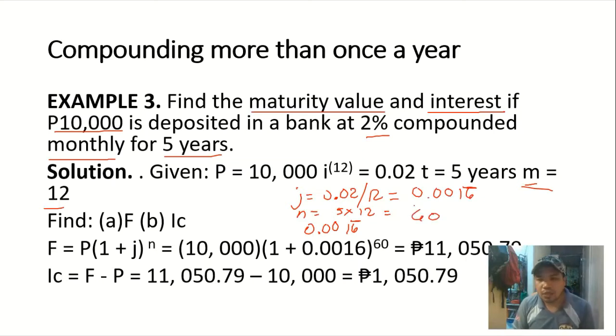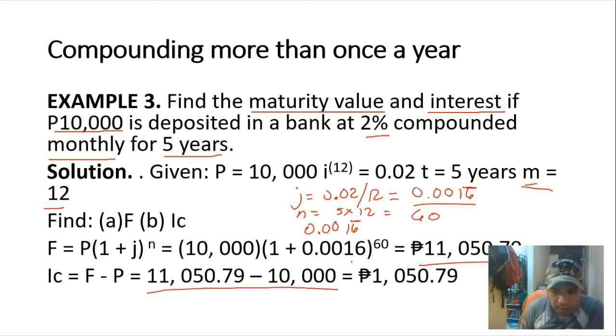So, using those values, kapag in-apply natin, we will obtain 11,058.79. Then, subtract 11,058.79 to 10,000 para makuha natin yung compound interest.